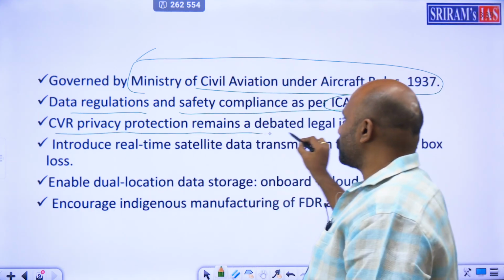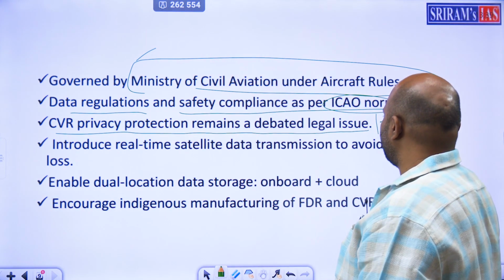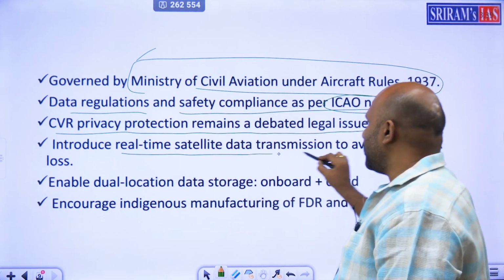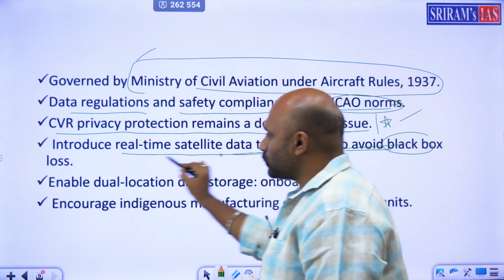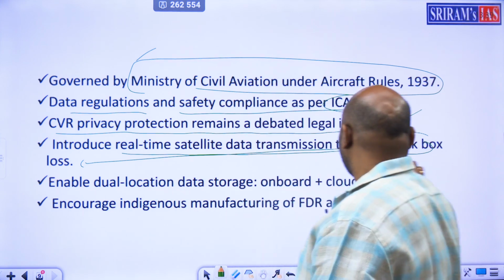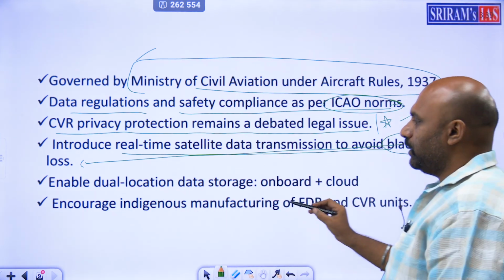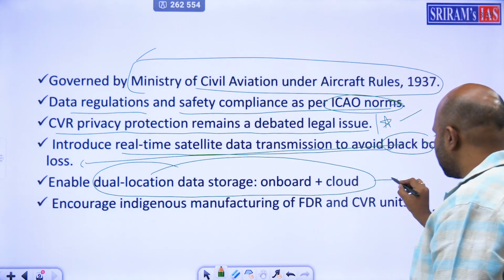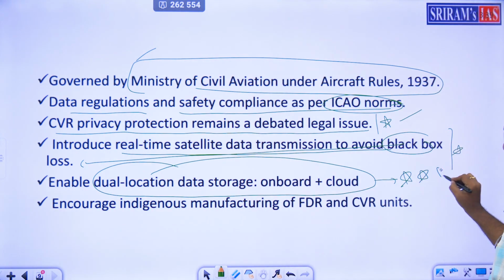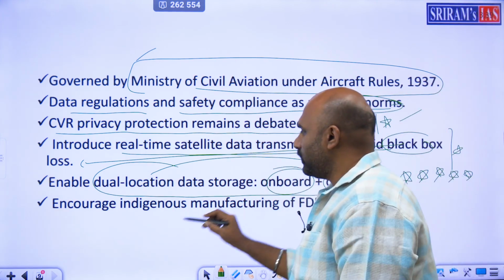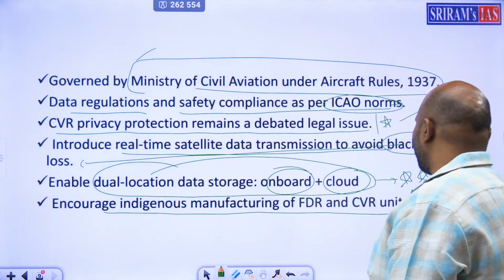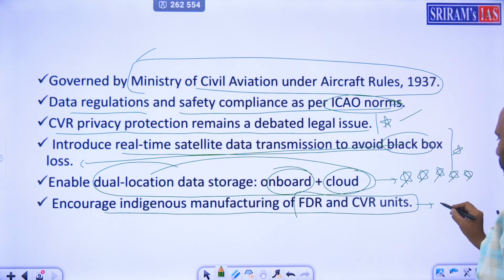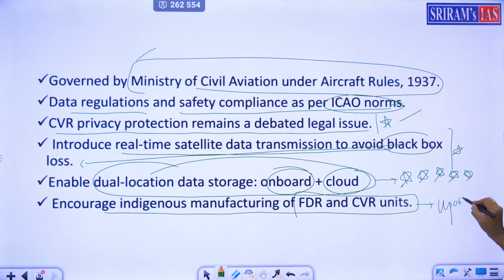The CVR privacy protection remains a debated legal issue. This is the issue. Real-time satellite data transmission to avoid black box loss, that's also very important. And finally, dual location data storage, on board plus cloud. This is the most important point. So physical and cloud, both are very important. And finally, indigenous manufacturing of FDR and CVR units. That is the upcoming future.